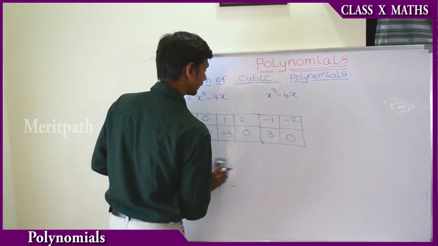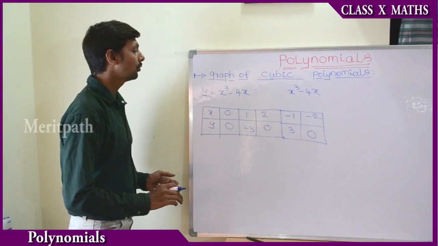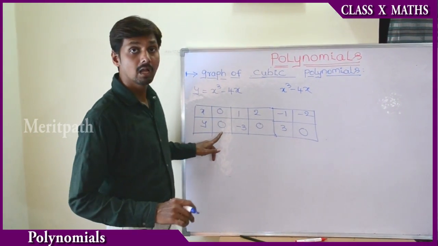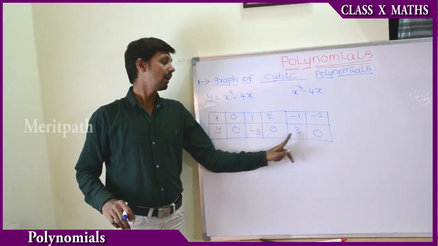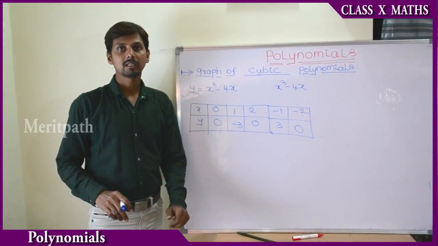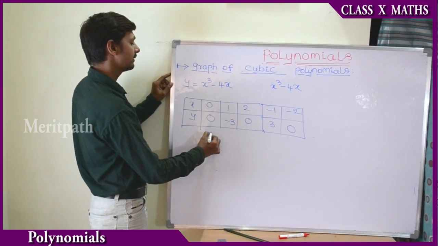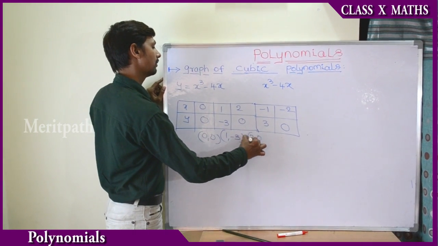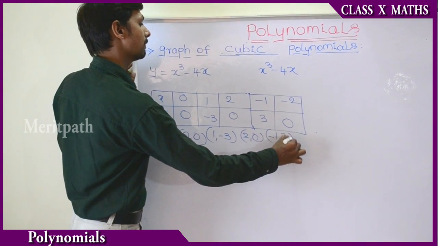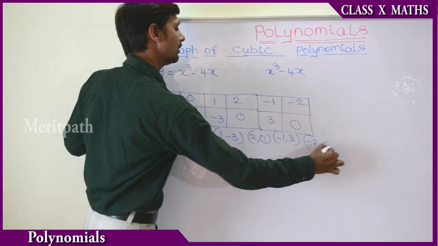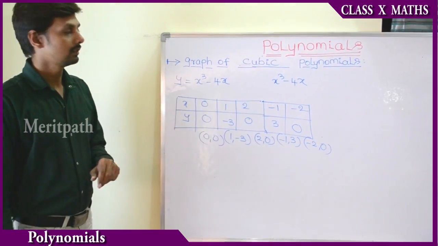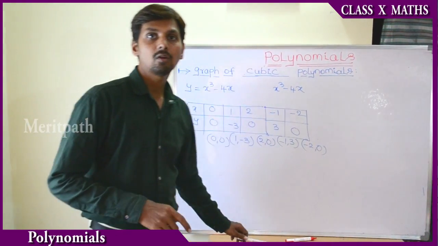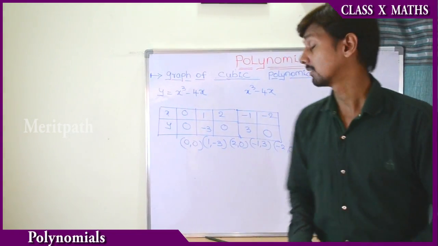So we got some points: 0, 1, 2, minus 1, minus 2 are the x coordinates, and the y coordinates are 0, minus 3, 0, 3 and 0. Then the points are 0 comma 0, 1 comma minus 3, 2 comma 0, minus 1 comma 3 and minus 2 comma 0. These are the points we got from this cubic polynomial. Let us plot these points on the coordinate axis.